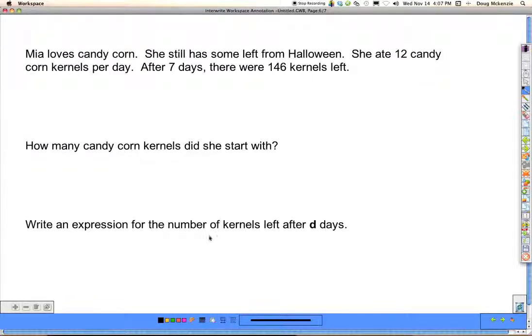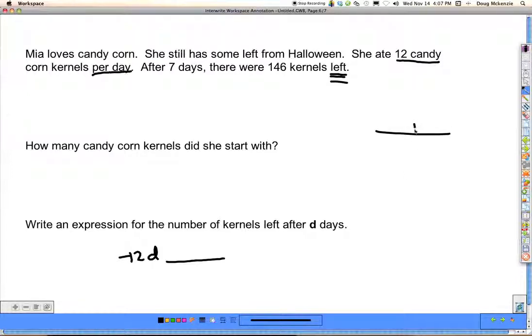Again, we'll start down here and we'll think about it. What's the expression going to start with? Well, I noticed that it's 12 candy corn kernels per day. So it's going to be 12 times d. But I also noticed that the number of corn kernels left is going to be going down. So each day, that's a negative 12. It's taking away from the amount that I started with. So I'm going to want to complete that.